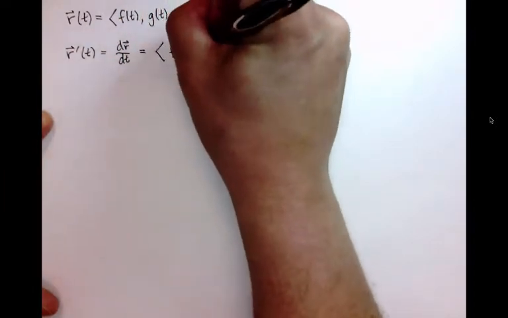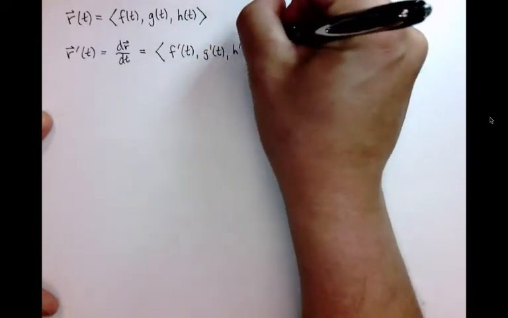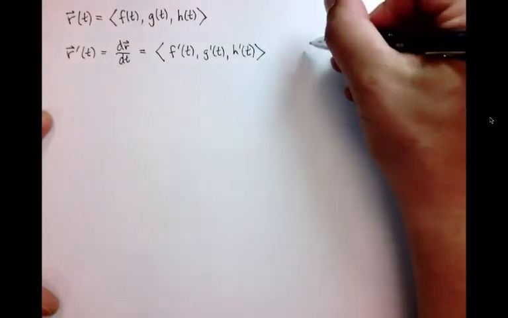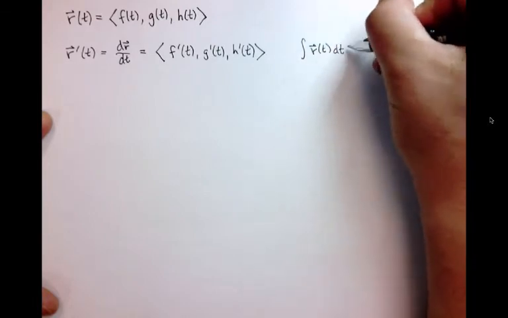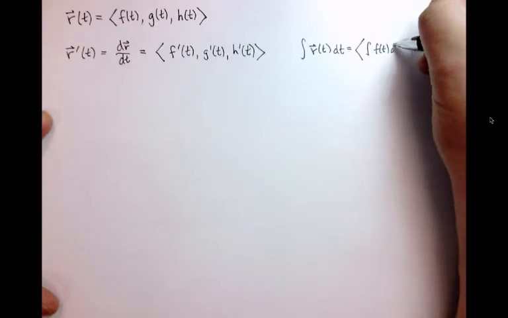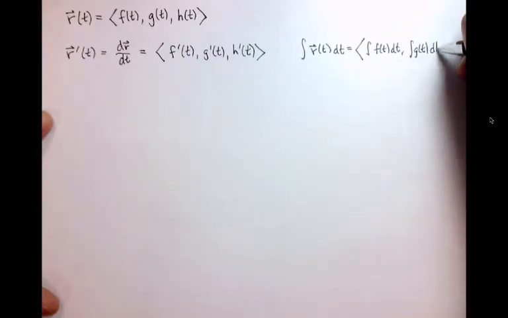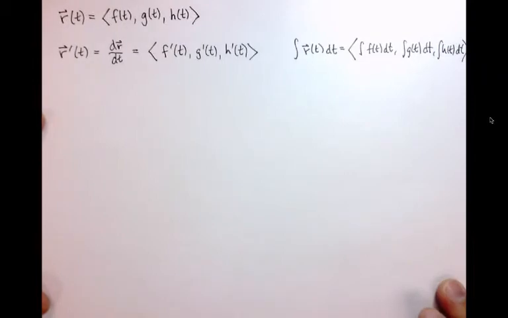And you get that just by taking the derivative of each component in its place. Very simple. Same thing goes for integrals. So if you want to integrate r of t dt, you integrate the individual components. So nothing fancy there.